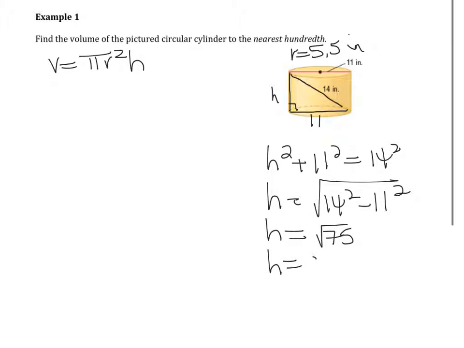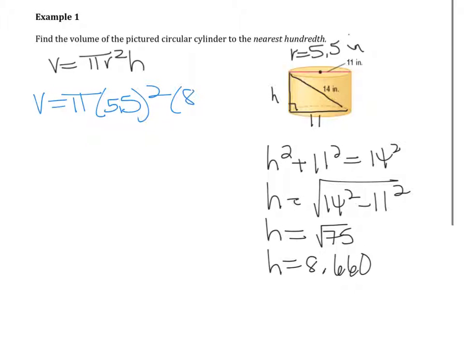So h is equal to 8.660. So now the volume is equal to pi times a radius of 5.5 squared times a height of 8.660. So we get a total of, which is an approximation of 822.57, because it says round to the hundredth spot, cubic inches.